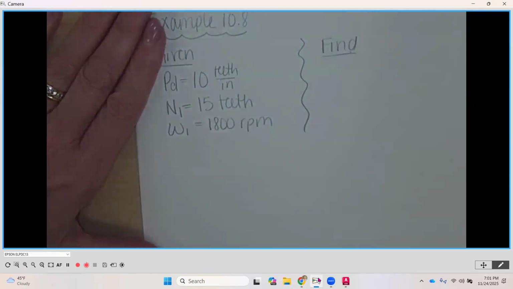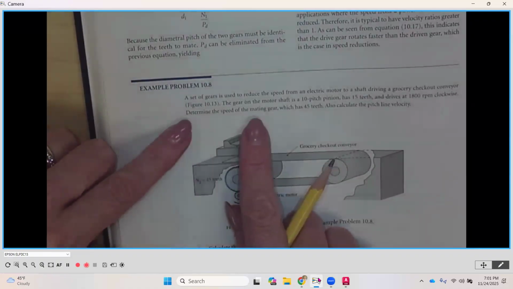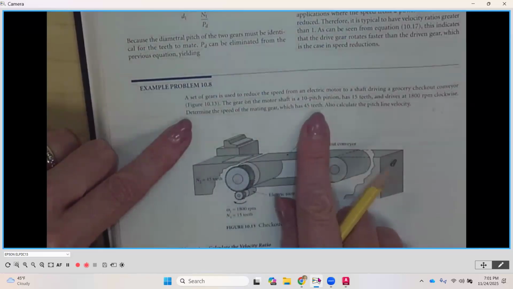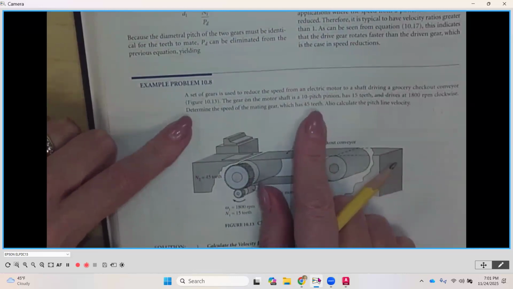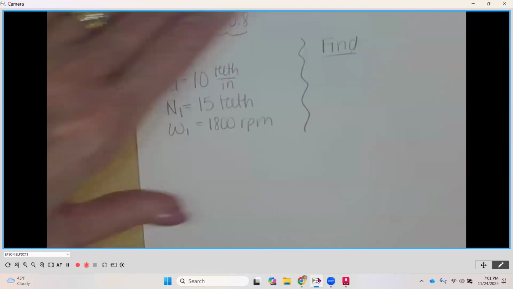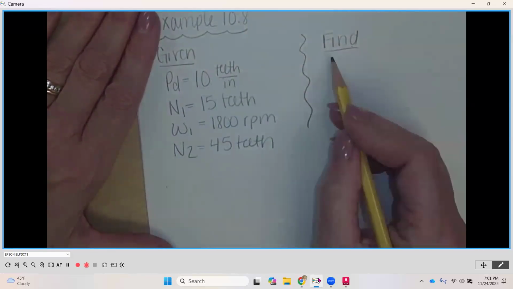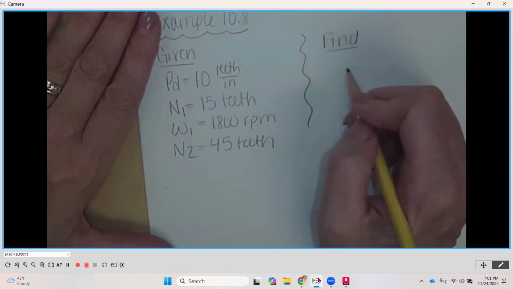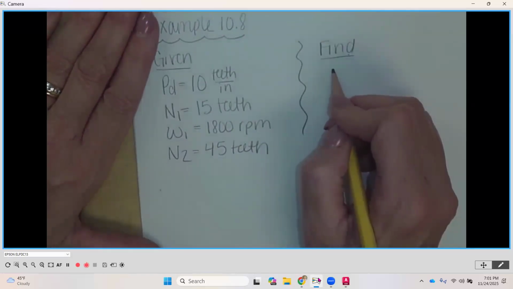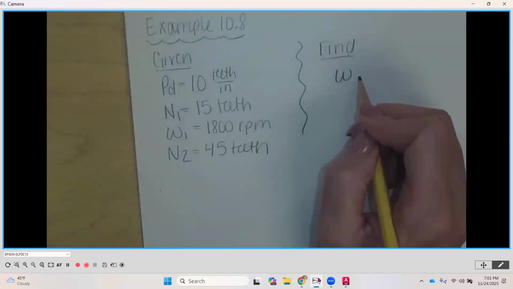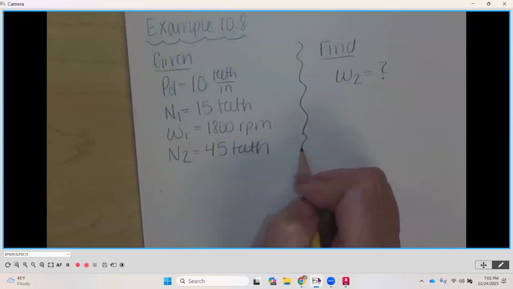And then it wants us to determine the speed of the mating gear, which has 45 teeth. What variable will that be? N2. So that's a given: N2 is 45 teeth. And we need to determine the speed of the mating gear. What variable would that be? Omega 2 is what we need to find.